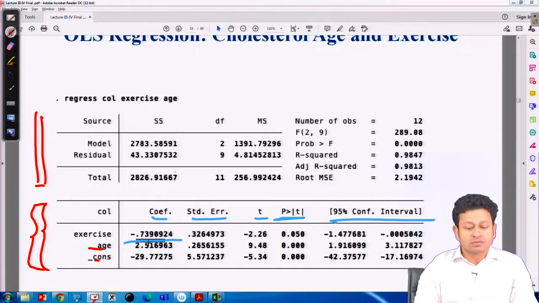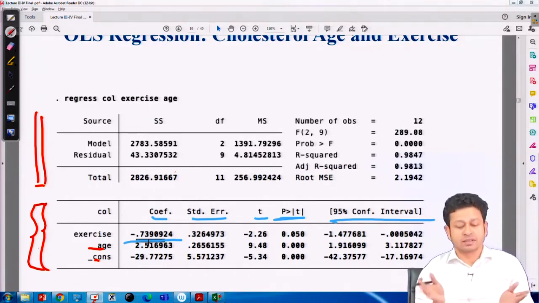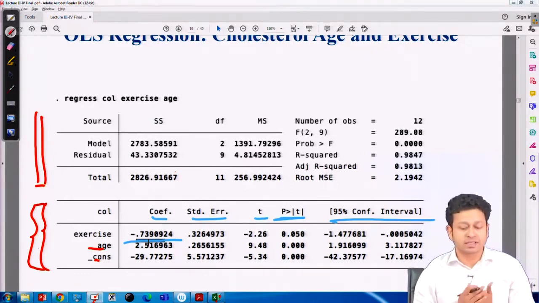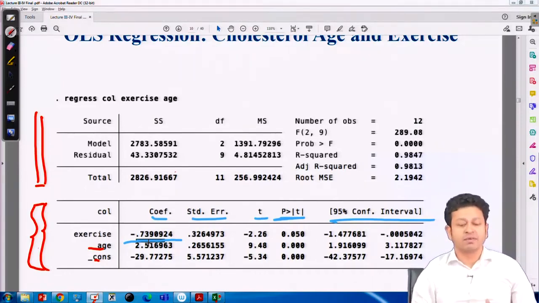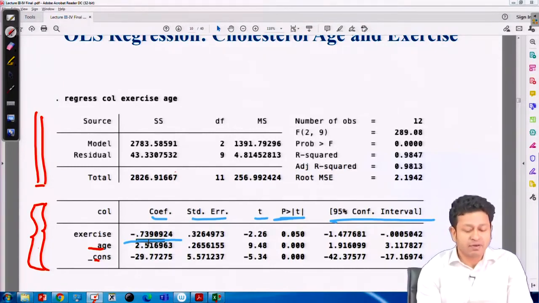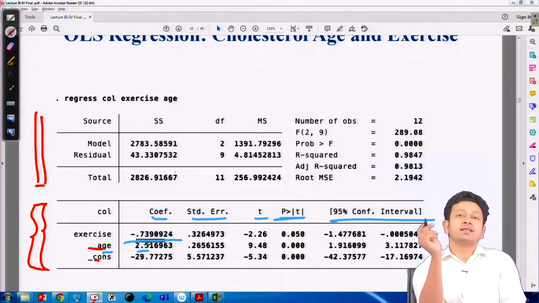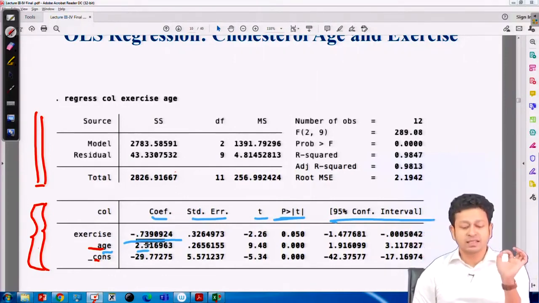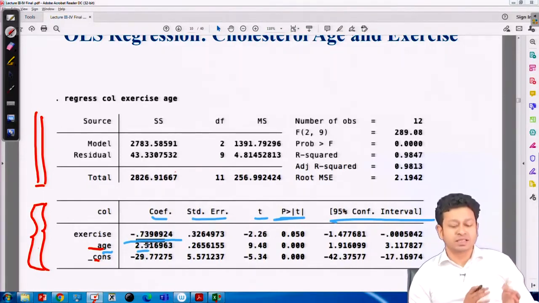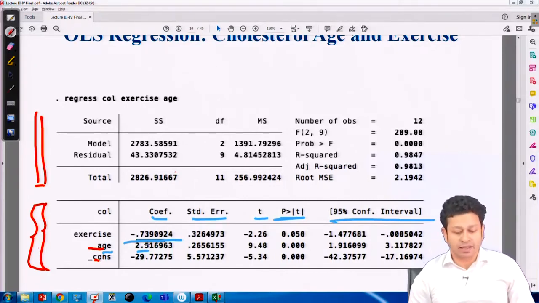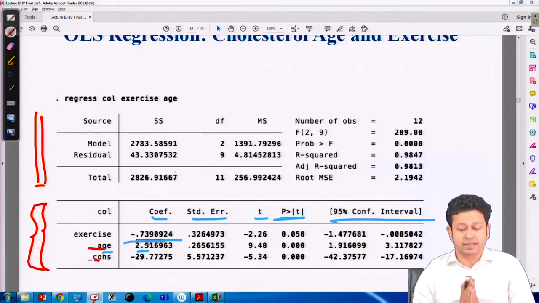That is what it explains, like any straight line equation. It is essentially the same thing: to what extent the variation of exercise is going to impact the variation of cholesterol level. Similarly for age, it says that per unit increase in age will increase the cholesterol level by 2.5. So essentially it is again like the straight line, where per unit change in x you are measuring how much it is going to change y. So it's 2.5 times. That's what the coefficient talks about.